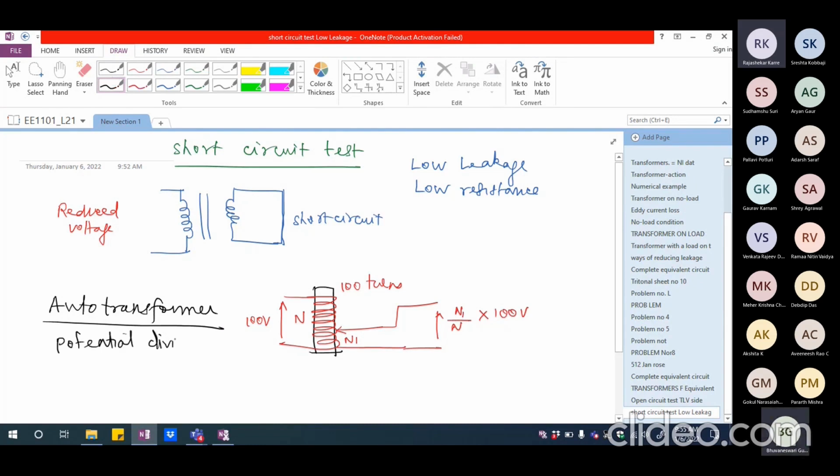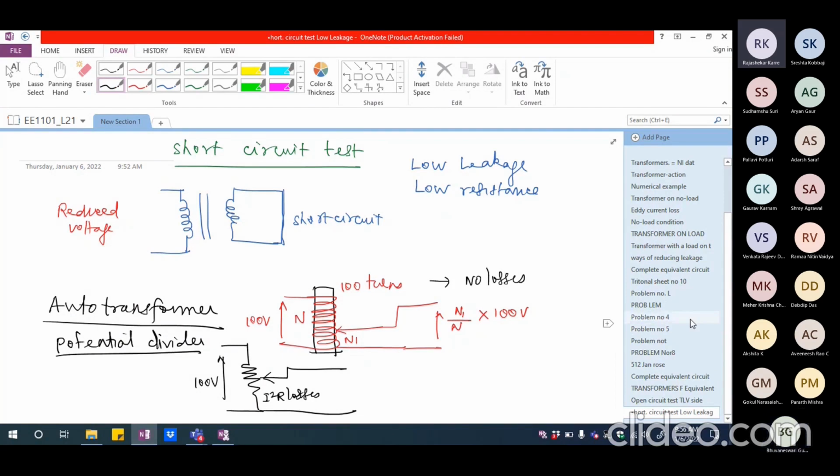There is no doubt. But the potential divider is basically made up of a resistance. I'm going to have a huge resistance, with the same 100 volts applied, and I take some portion of the output here. Obviously, I square R losses will be quite high here, whereas here I will not have much loss at all. So normally in this kind of test, we use an auto transformer.